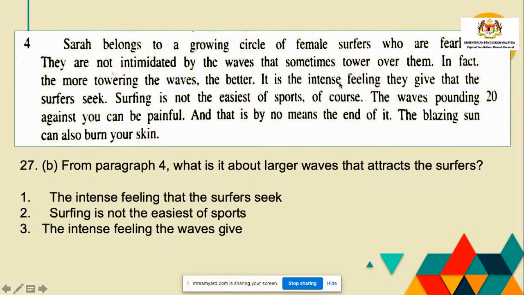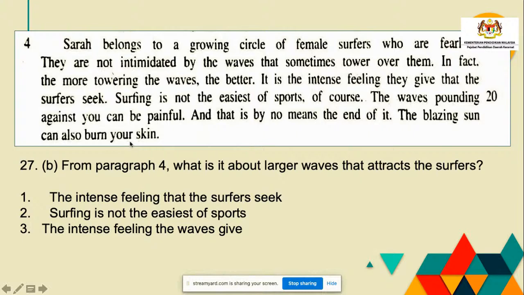Surfing is not the easiest of sports. Surfing ni, meluncur ni bukanlah satu sukan yang mudah. The waves pounding against you can be painful. Dia kata bila ombak tu memukul, sangat sakit sebenarnya. And that is by no means the end of it. The blazing sun can also burn your skin. Blazing sun ni maksudnya cahaya matahari yang sangat terik, sangat panas pun boleh membakar kulit. Mereka ada masalah ni tapi mereka masih suka pergi surfing.